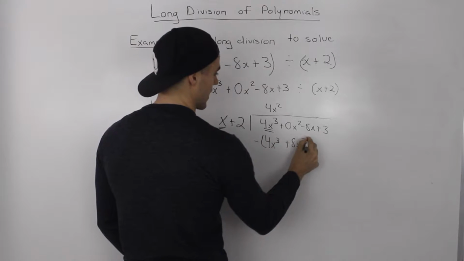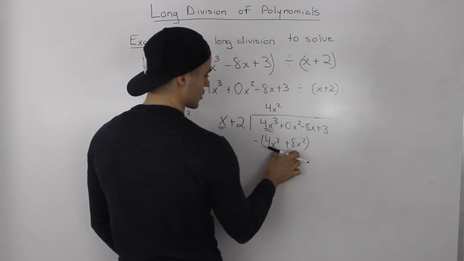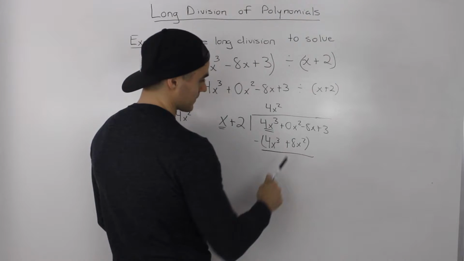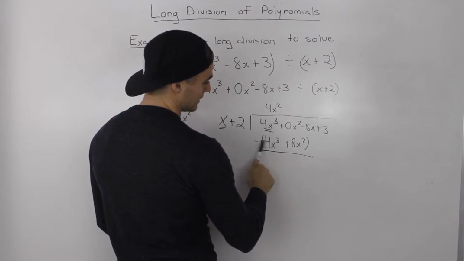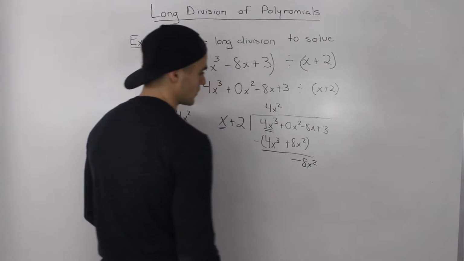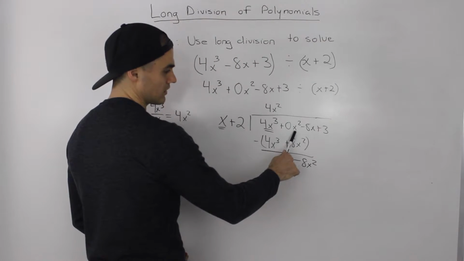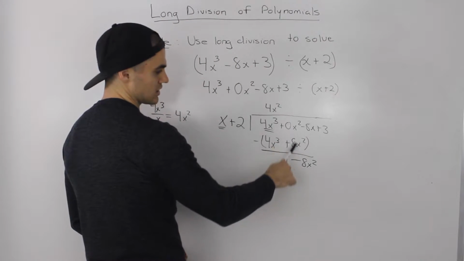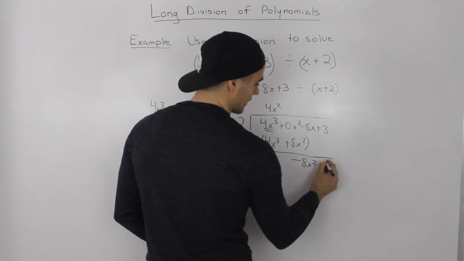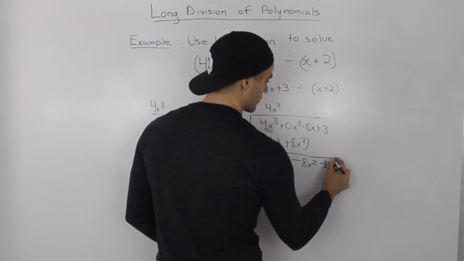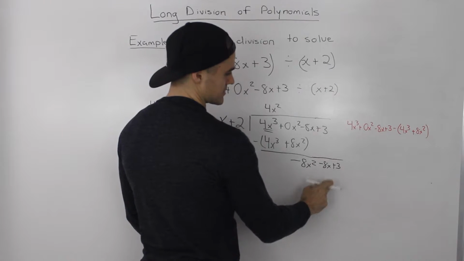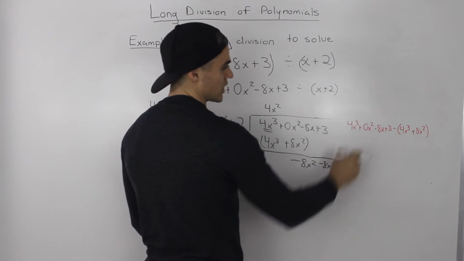And then when we subtract this term from the dividend, 4x cubed minus 4x cubed, that nets out to 0. And 0x squared minus 8x squared ends up giving us negative 8x squared. So notice how this 0x squared here made the subtraction easier to see. And then we just bring down the negative 8x plus 3. Now we're going to make sure that this negative 8x squared minus 8x plus 3 is correct, so we're going to do the subtraction on the side.